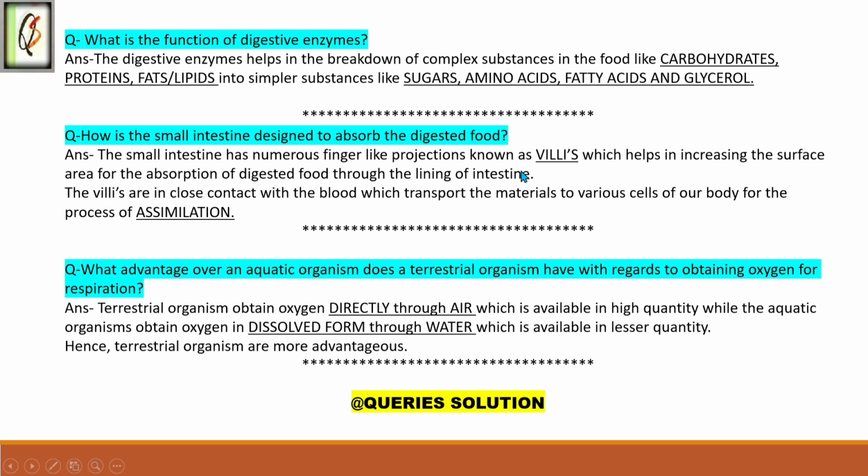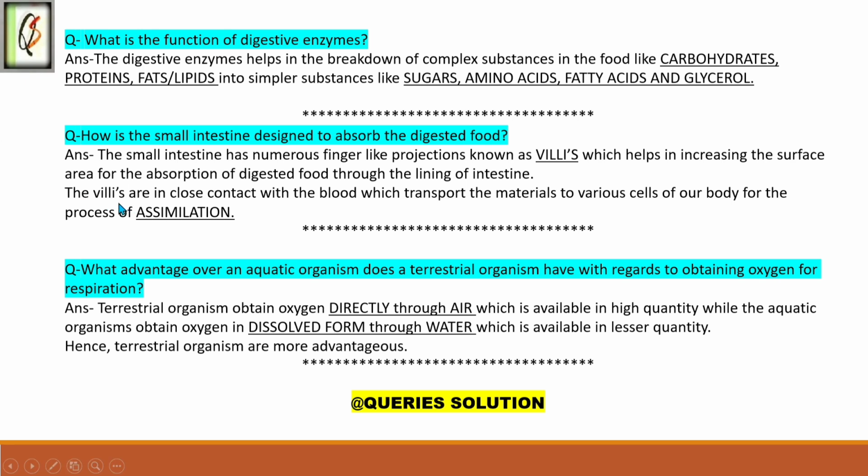So what do they do? Let's see in the answer. The small intestine has numerous finger-like projections which are known as villi. And what do villi do? These villi help in increasing the surface area for the absorption of the digested food throughout the lining of the intestine. So villi in the small intestine increase the surface area so that more and more of the digested food is absorbed.